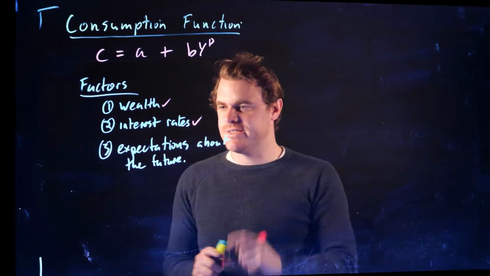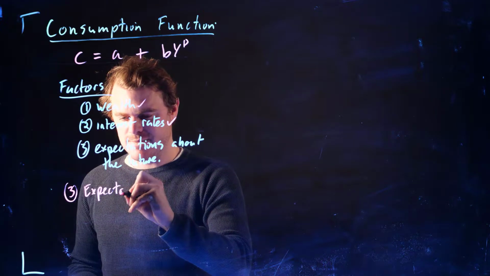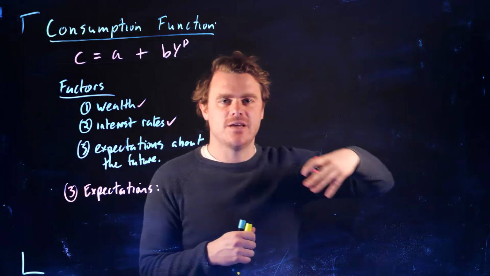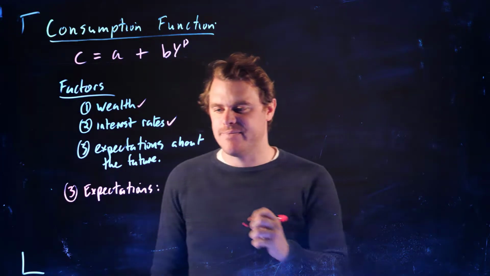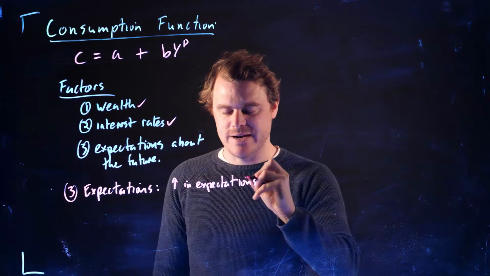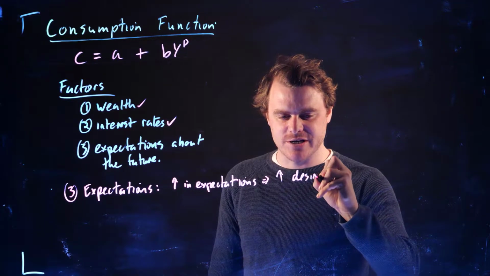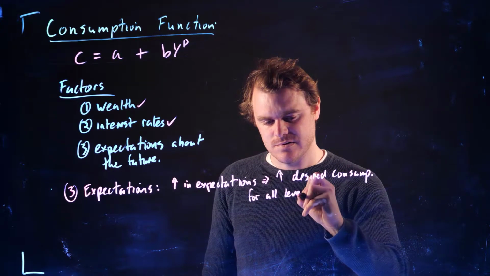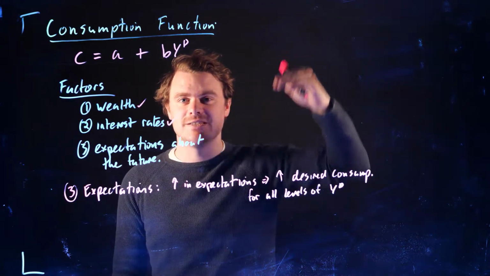All right, so we talked about interest rates, and finally expectations about the future and how they're going to influence consumption. Well, this is, I think, fairly intuitive. If we're really bullish, or we think the economy is going to do really well in the future, we're going to increase our consumption today. So when expectations are high about the future, this is going to cause an increase in desired consumption for all levels of YD. So again, another shift in the consumption function.